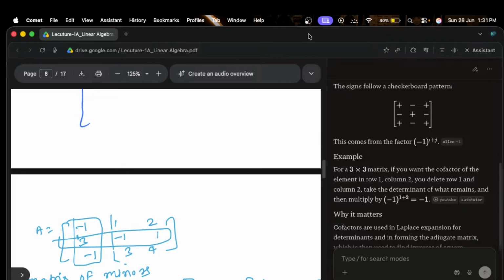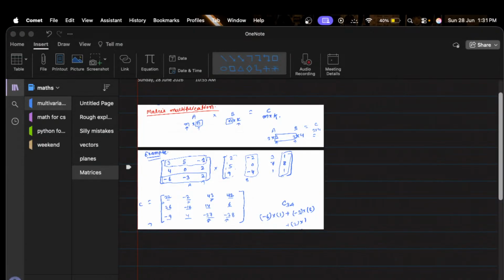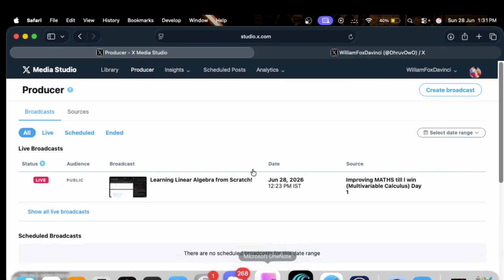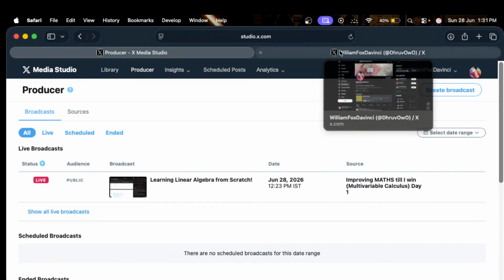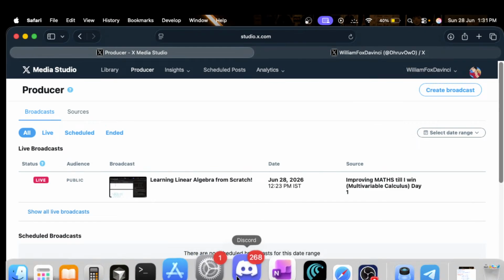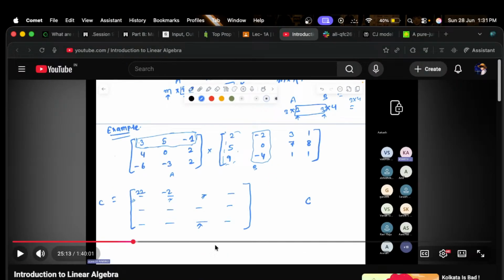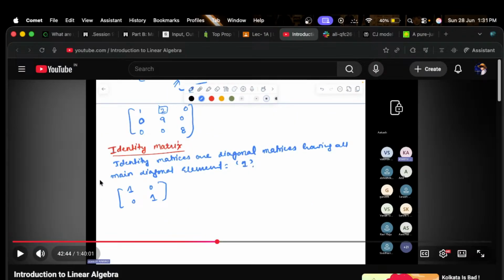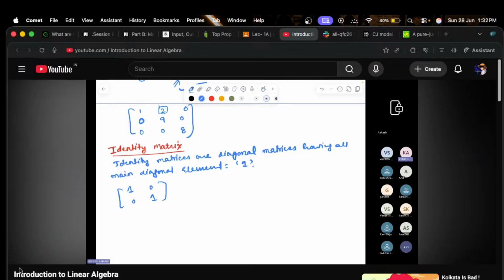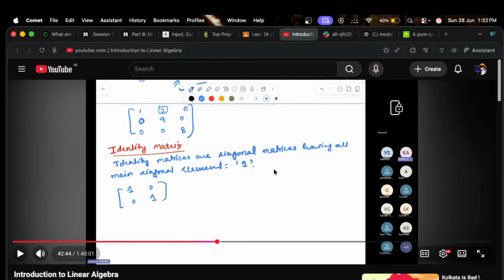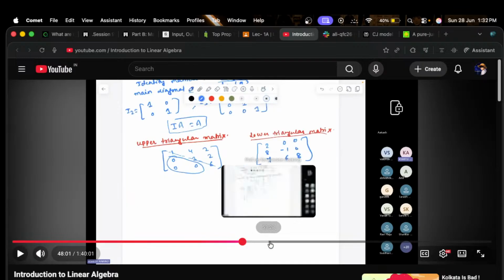Okay, I think I understood this, but for better clarity, I think I should just watch it. Okay, where's the thing? So it was after identity matrices, right? Yeah, it was after all the matrices.